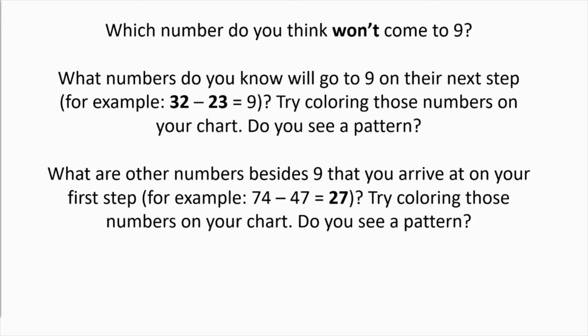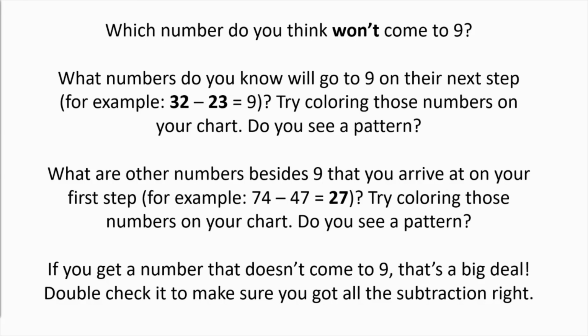What are other numbers besides 9 that you arrive at on your first step? For example, 74 minus 47 equals 27. Try coloring those numbers on your chart. Do you see a pattern? Finally, if you get a number that doesn't come to 9, that's a big deal. Make sure you double check it to make sure you got all the subtraction right.